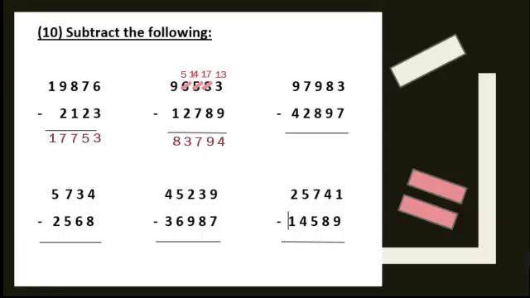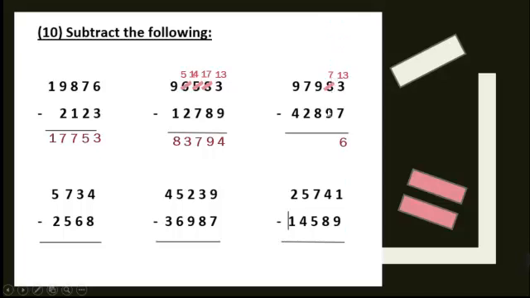Next exercise, I will also start from the units. 3 minus 7, not 7 minus 3. Take care. 3 minus 7. Can I make 3 minus 7? No, because 3 is smaller than 7. I'm going to borrow from 8. This 8 will be 7 and this will be 13. 13 minus 7 equals 6.